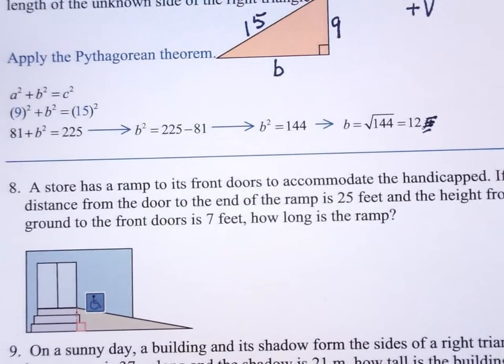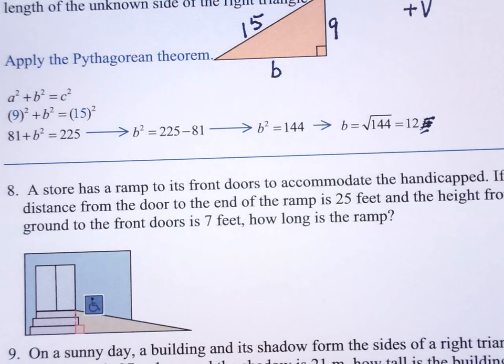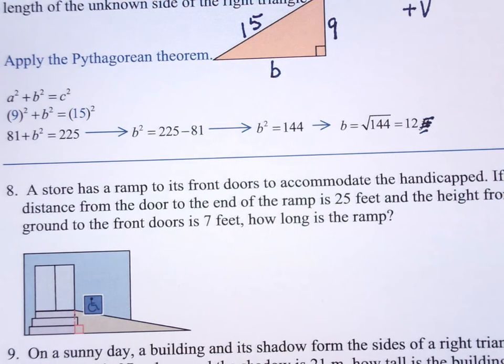It says a store has a ramp to its front door to accommodate the handicapped. If the distance from the door to the end of the ramp is 25 feet, the height from the ground to the front door is 7. How long is the ramp?